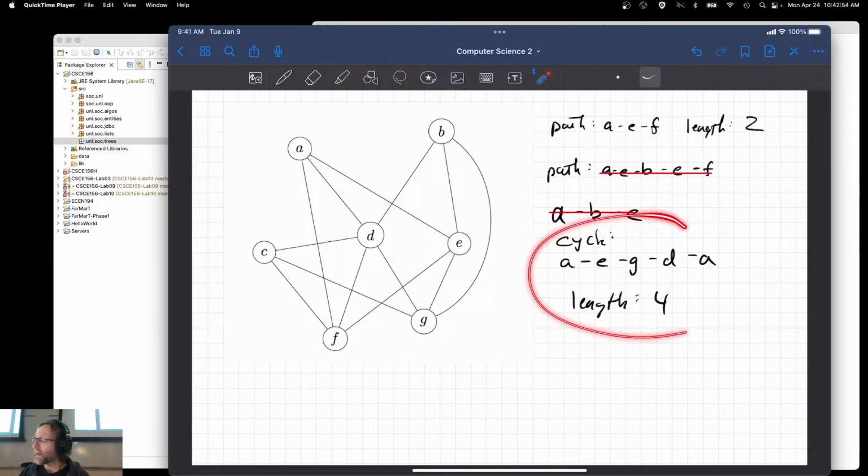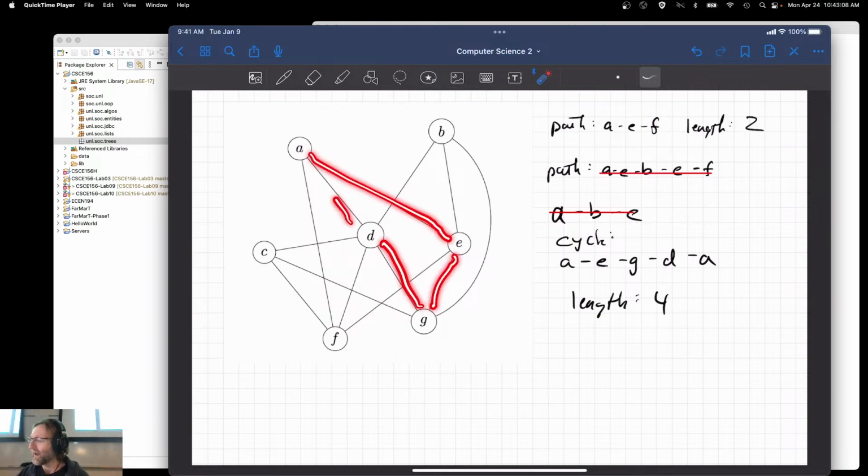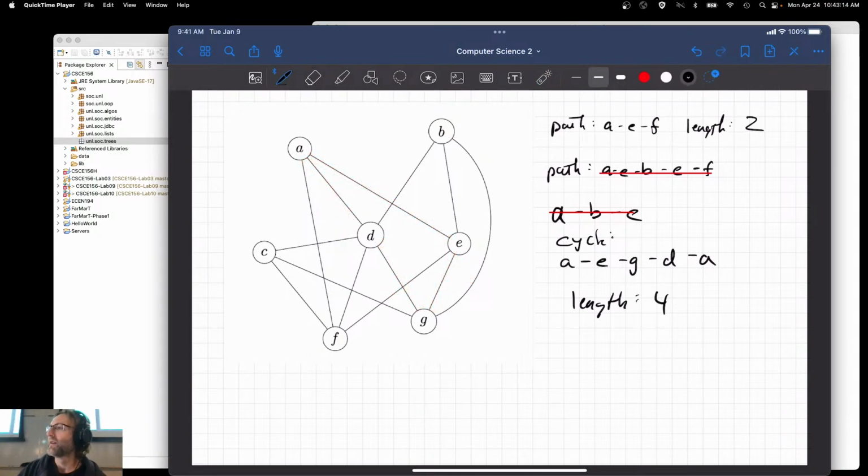But down here with this cycle, we've got 1, 2, 3, 4 unique vertices. A comes back on itself, so it doesn't count twice. But the length here is going to end up being 4. Now let's make sure that I did that one right. A to E to G to D to A. Yep, 1, 2, 3, 4. There we go. So, sorry about that. Go ahead and call me on that, or ask questions at least to clarify, right?